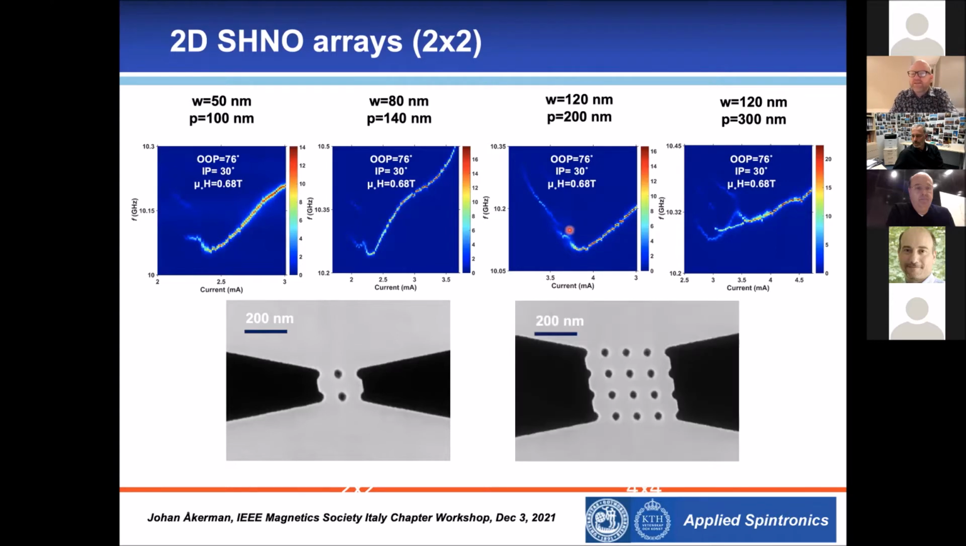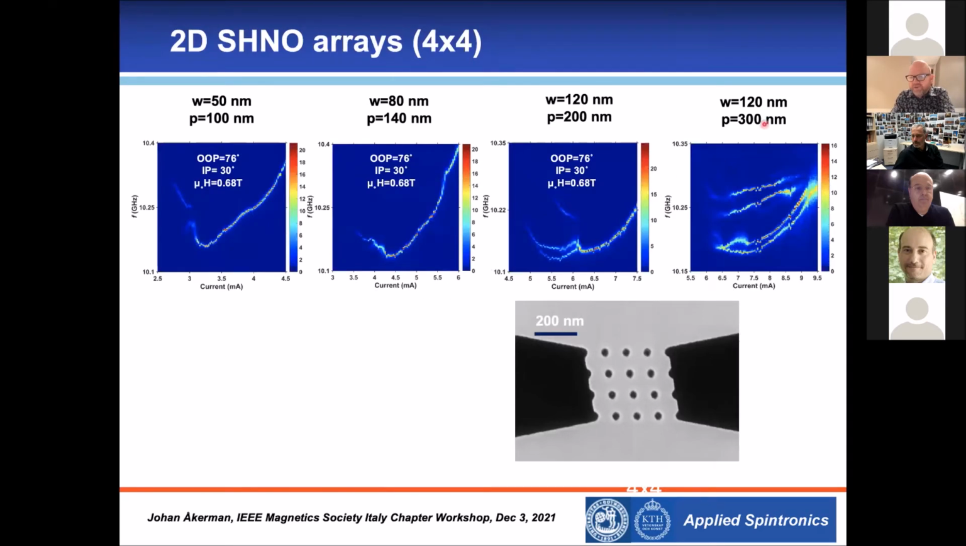If we expand this to a 4x4, so we have 16 oscillators, that is no longer true for the largest separation. So here at 300 nanometers, we see 4 distinct signals instead. And those are actually the chains that are mutually synchronized inside themselves, but not synchronized with their chain neighbors. And if we put the chains closer to each other, at 200 nanometers, we can see the individual chains here, and then they snap together as one signal.